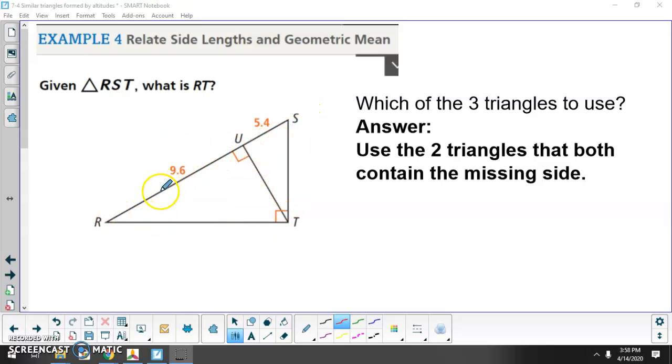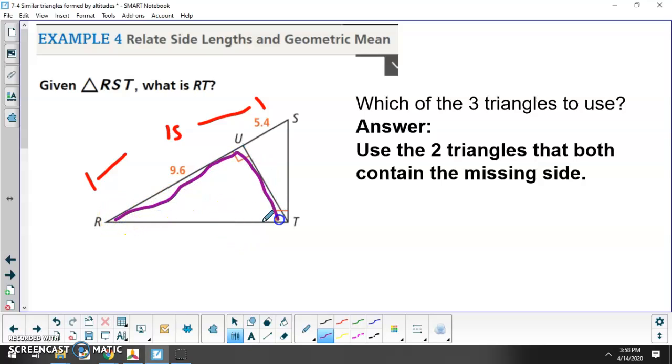Now, we don't know the total hypotenuse, but we can figure that out by simply adding. So sometimes that's good to do. Simply add these two together. So the hypotenuse total is 15. And that's good to do if you're going to be using the big triangle. And in this problem, my plan is to use the biggest triangle because that contains RT, but also this medium-sized triangle which has RT as its hypotenuse.